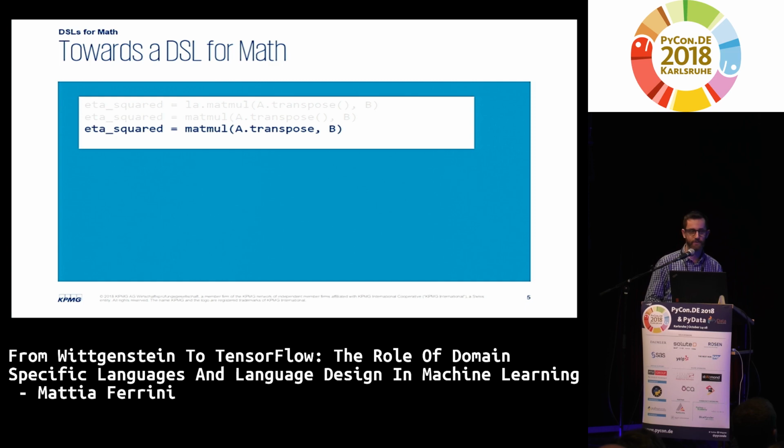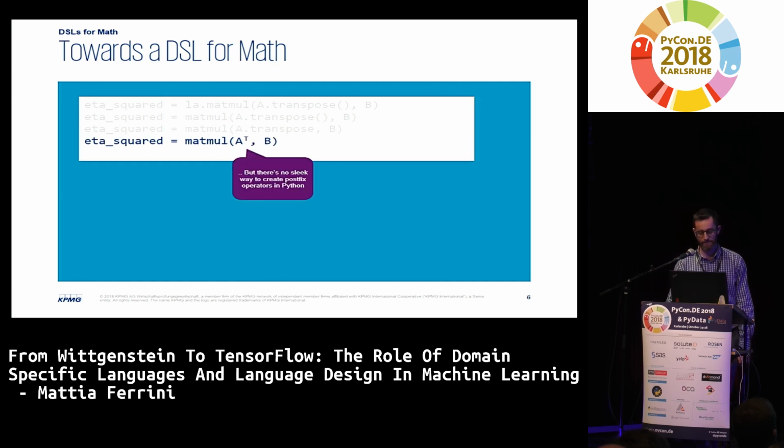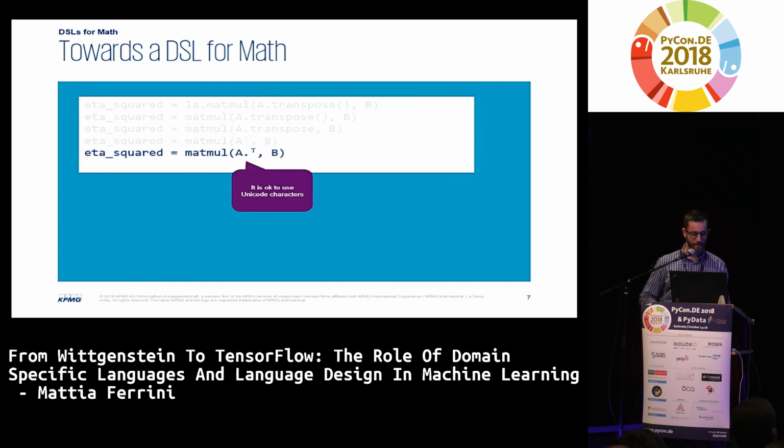We could expose the transpose as a property rather than a method. We could, for example, create a sleek postfix operator. But this is something that we can't do in Python, or at least I haven't figured out how to do it. So, what we can resort to is just replacing transpose as a property with the corresponding Unicode.